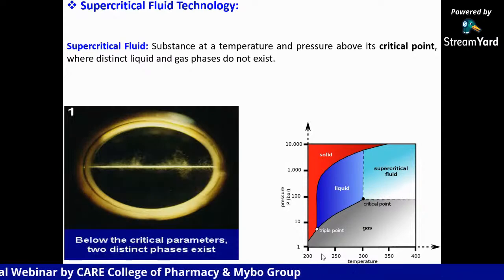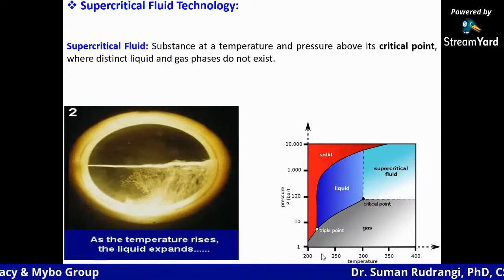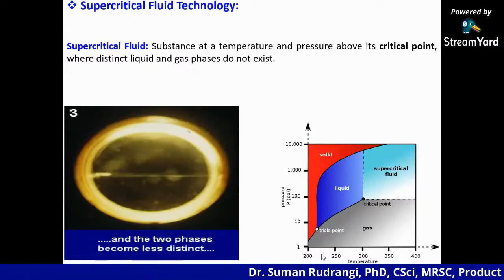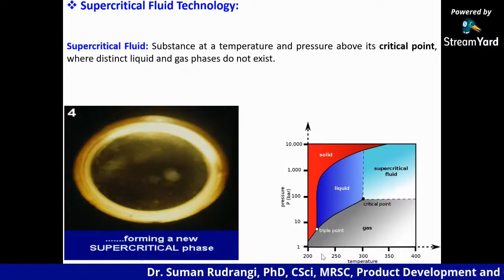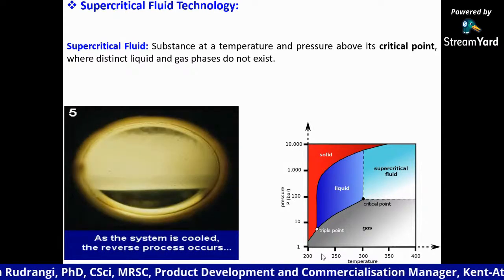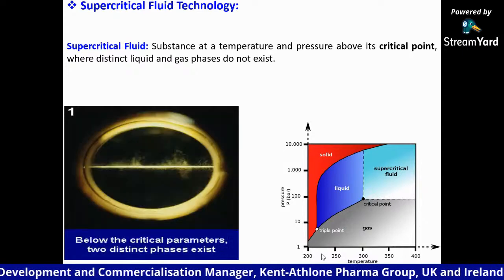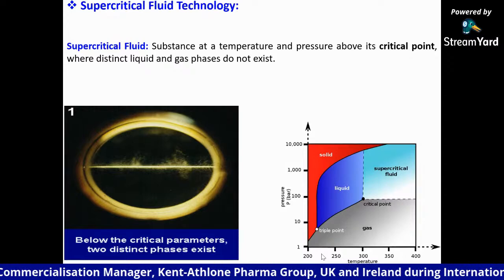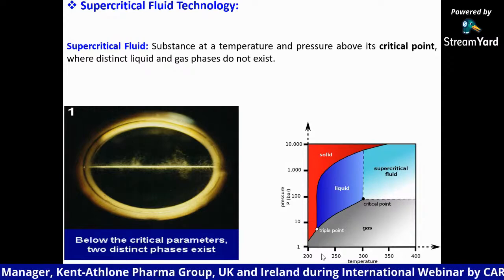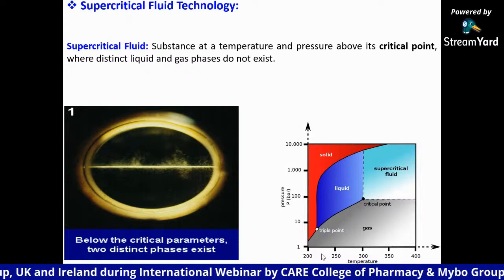So below the critical parameters, two distinct phases exist. And as the temperature rises, the liquid expands and the two phases become less distinct, forming a new supercritical phase. And as the system is cooled, again, the reverse occurs and the phase separation into liquid and vapor exists. I'll repeat this again: below the critical parameters, two distinct phases exist.